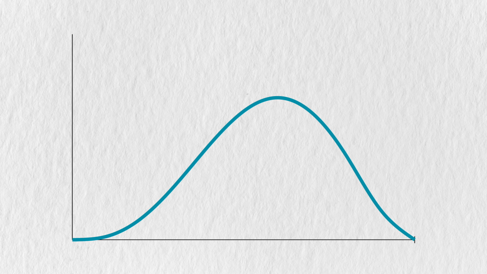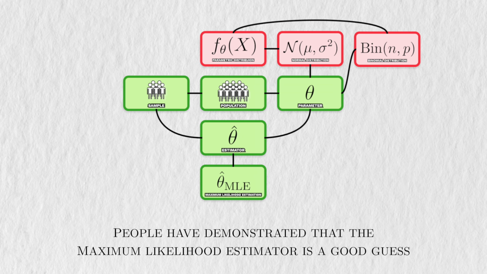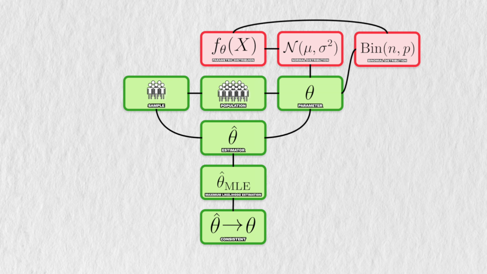We construct the maximum likelihood estimator by taking the probability distribution of the data and using it to construct a function called a likelihood. By picking the parameter value that maximizes the likelihood, then theoretically, this should be a good guess. And yes, people have demonstrated that the MLE has great properties for an estimator. It's consistent, meaning that the estimator will get extremely close to the true parameter with large amounts of data.